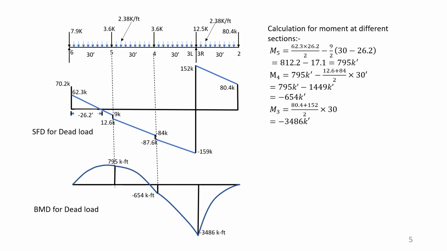And if we calculate the moment from the left hand side, then the first triangle has 62.3 as the height, and 26.2 is the base, half base into altitude gives us a moment, and from that moment we have to deduct the smaller triangle which has a height of 9 kip and only a small amount of area, and if we deduct this small area, that gives at the point 5 the moment of 795 kip feet.